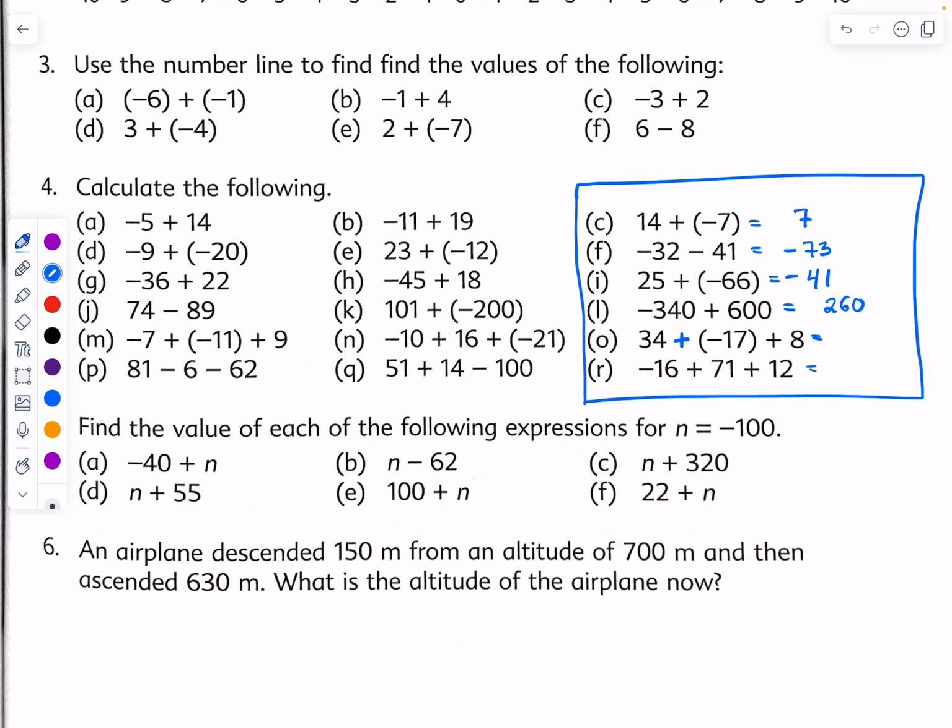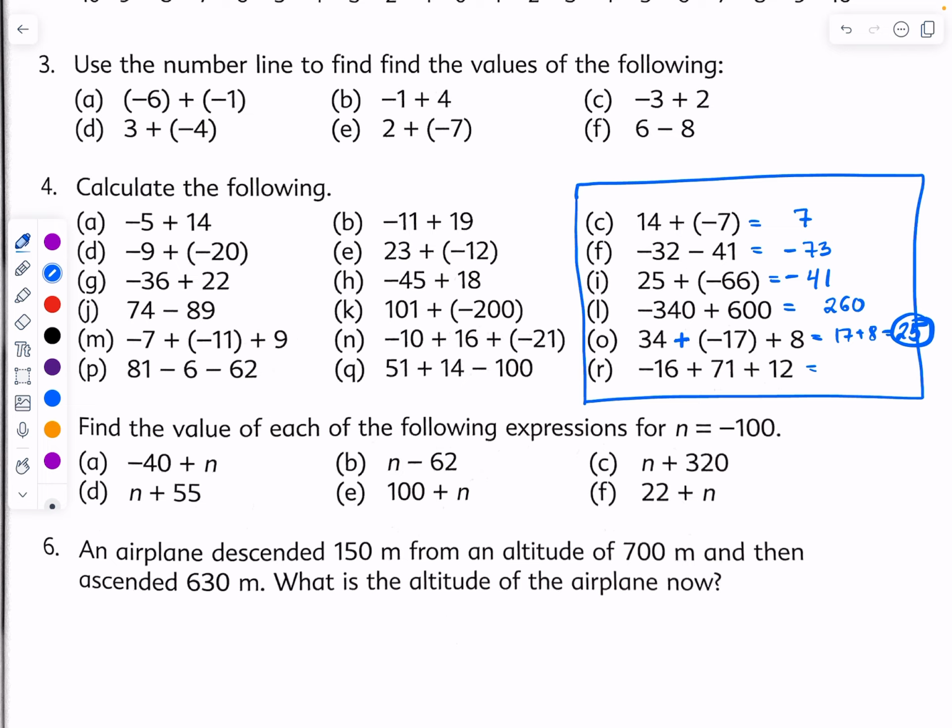Now, for example, O, we go step by step. First, let's complete the subtraction. 34 plus negative 17. Step 1, find the difference. It is 17 and it will be positive. So it's 17 plus 8 equals 25. Simple as that.